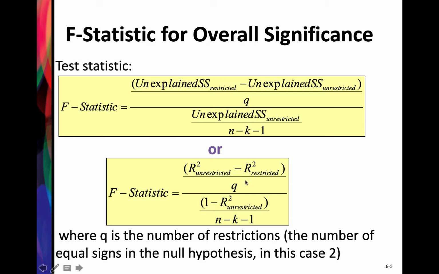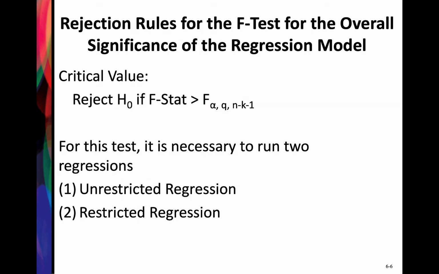And it's easier because most people report the r squared associated with their regression, so you just take out the r squared. So basically you flip-flop these two things. This is the r squared unrestricted minus the r squared restricted over q, which is the same number of restrictions, and then 1 minus the r squared unrestricted divided by n minus k minus 1, again from the unrestricted model. Okay, so let's see this in action or apply this formula to the data that we have.